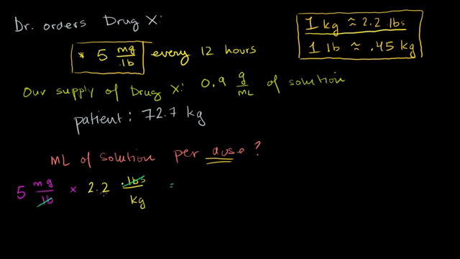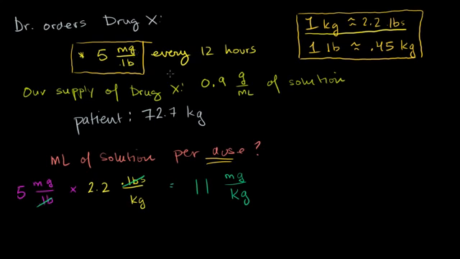5 times 0.2 is 1. So this is equal to 11. And then in our numerator, we have milligrams. 11 milligrams per kilogram. So we've just converted our dosage information to a pure metric system. I mean, it was actually a mix between the metric and the English system before. Now let's see what we can do.